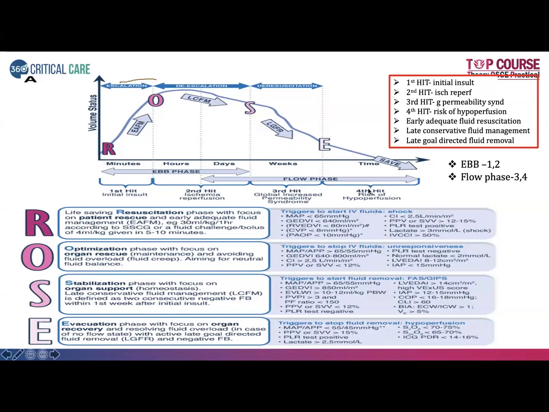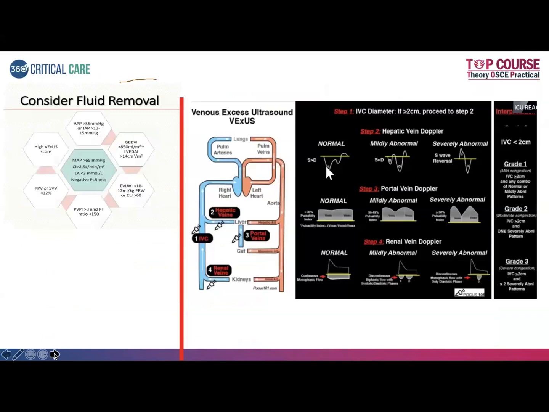Fourth, wherein you need to stop deresuscitation, is when there is a risk of hypoperfusion. So the first few days is known as the ebb phase. From days to the time of recovery, that is known as the flow phase. So this is your ROSE protocol for deresuscitation.